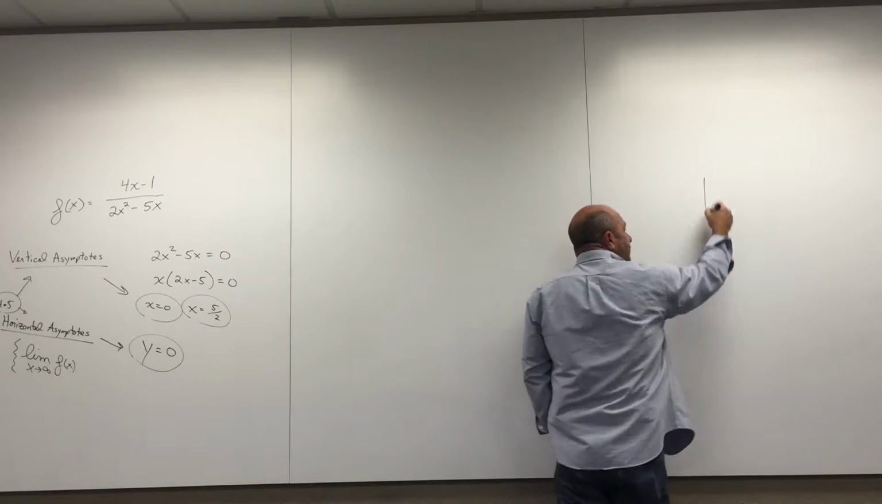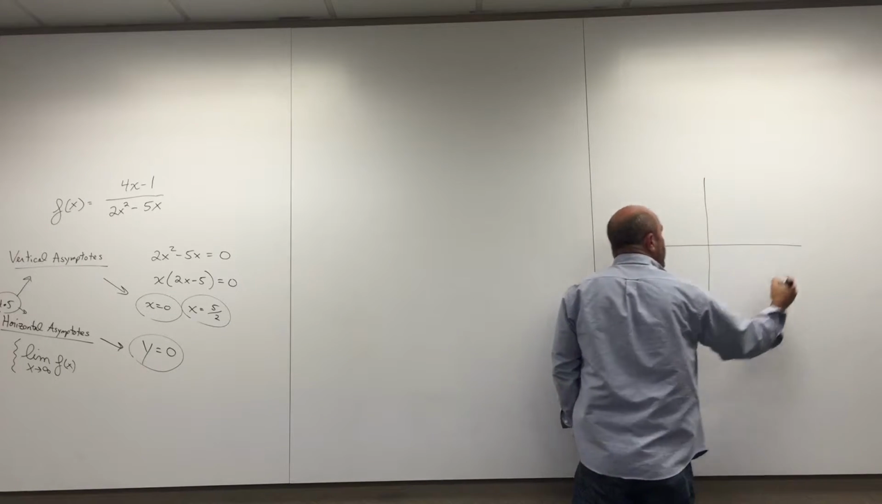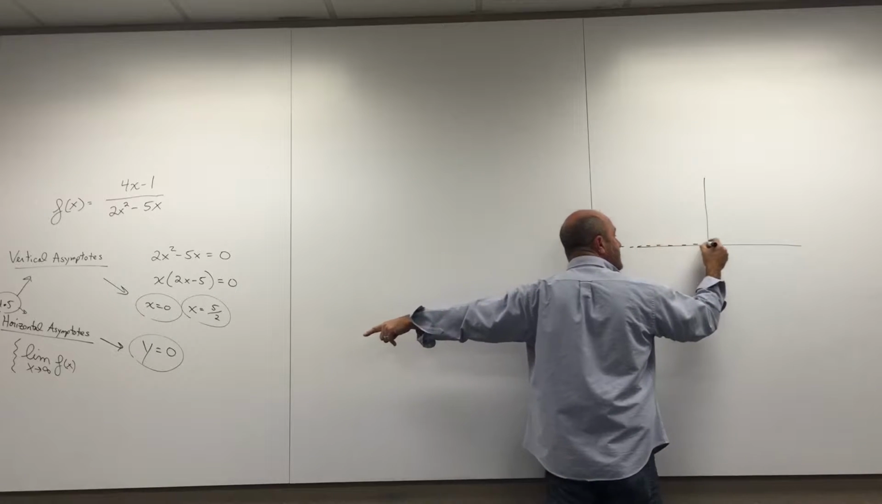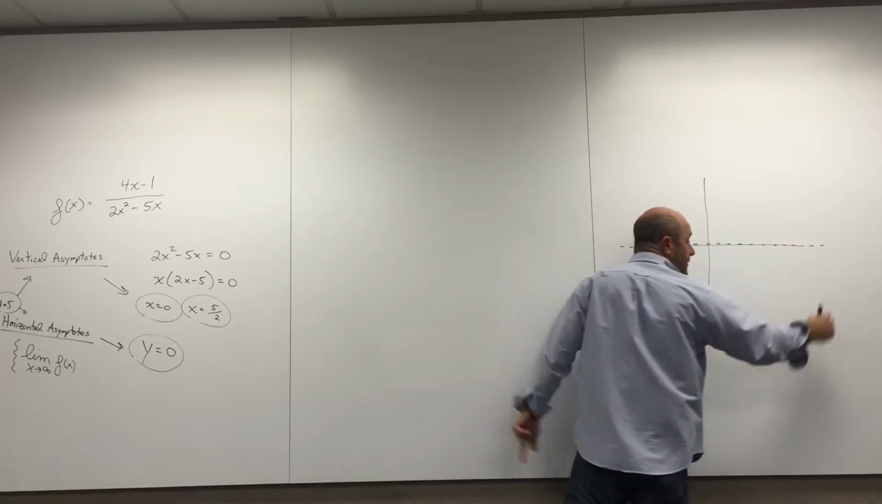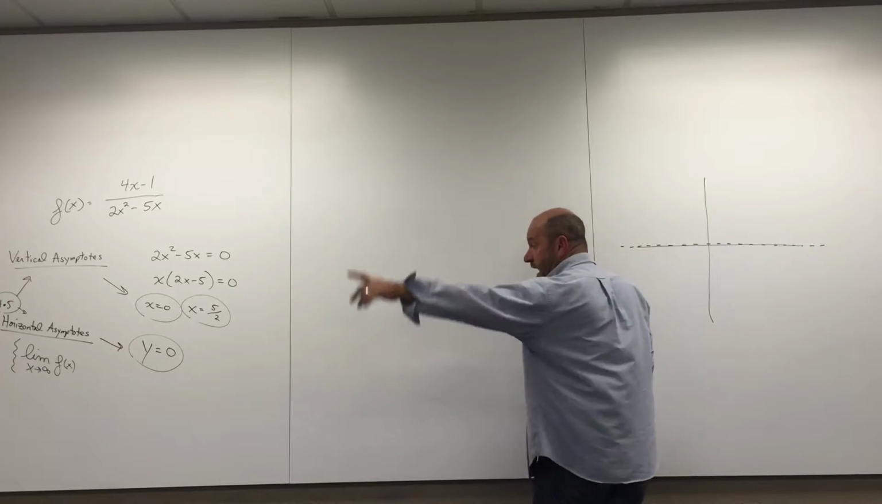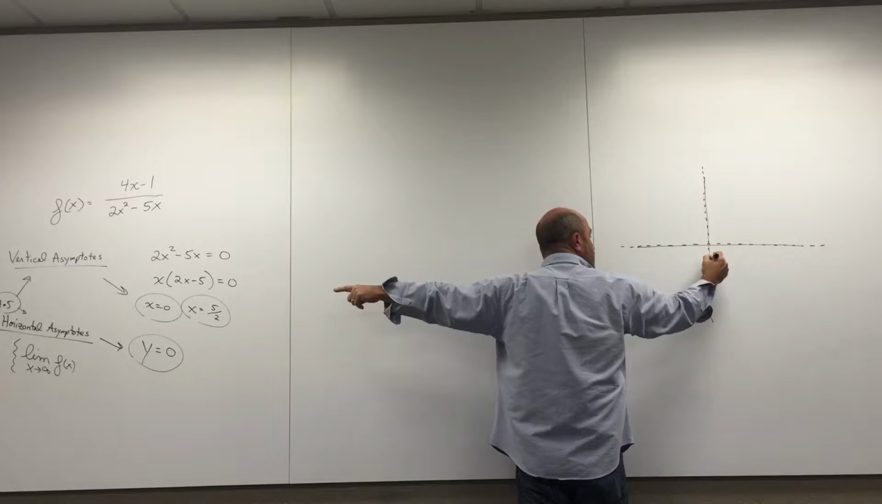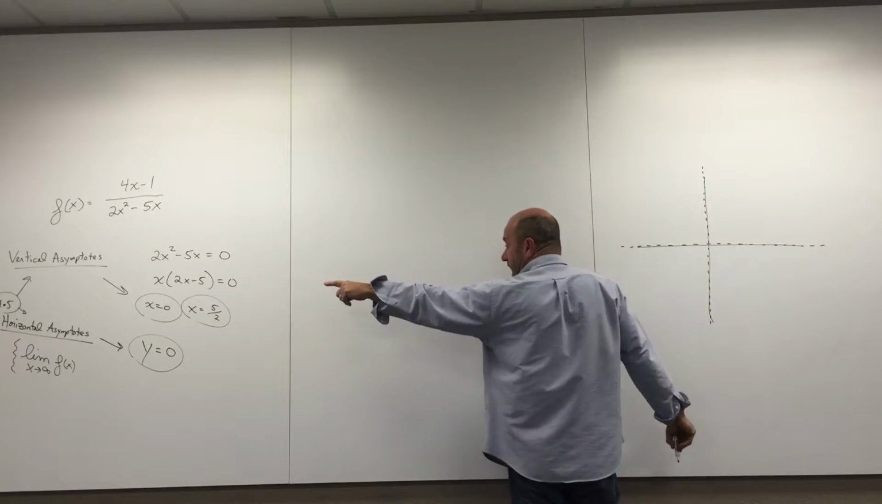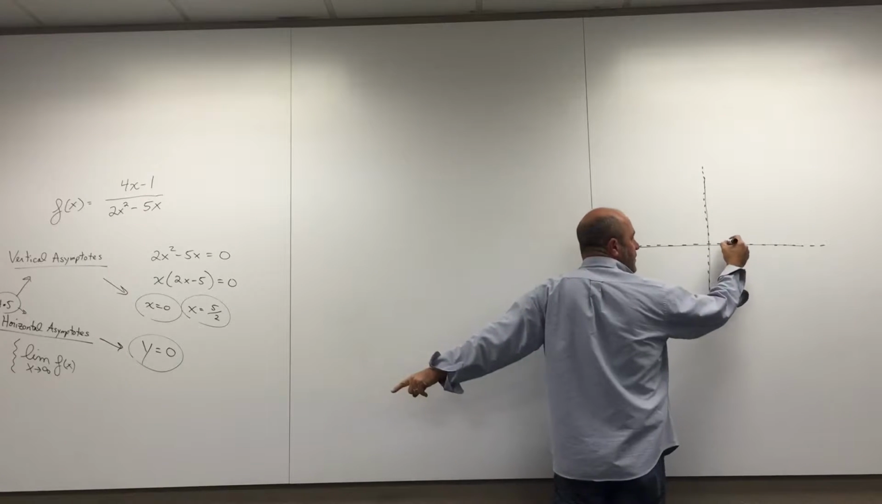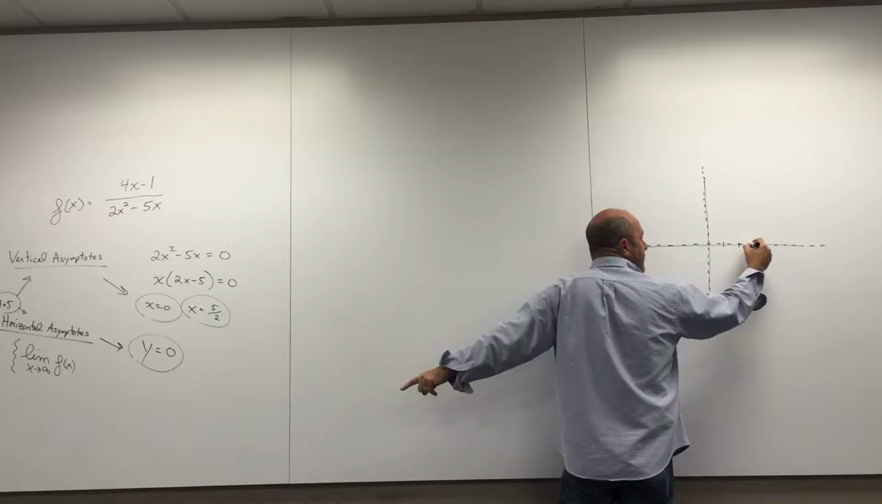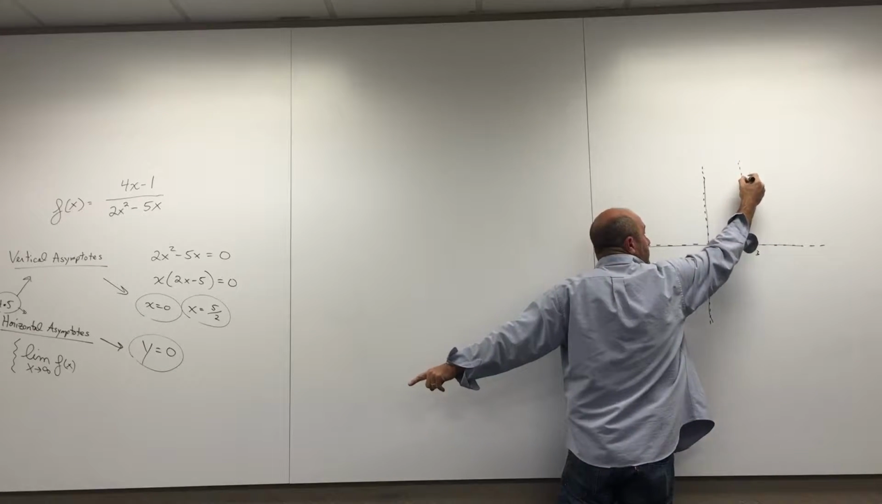Well, I don't know the graph yet, but I do know that there is a horizontal asymptote at y equals 0. There's a vertical asymptote at x equals 0, and another one at x equals 5/2, which is 2.5.